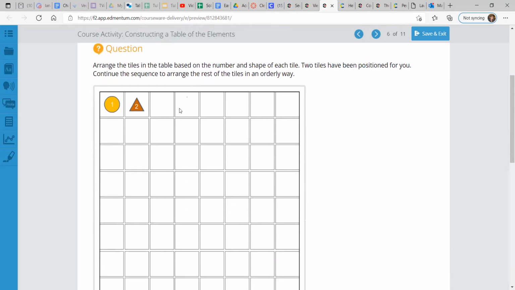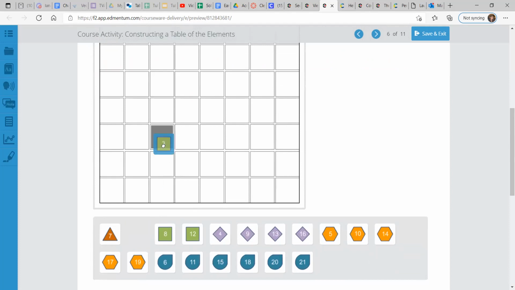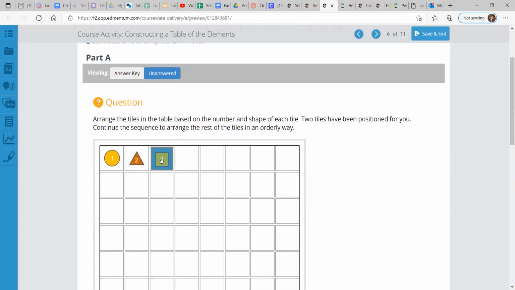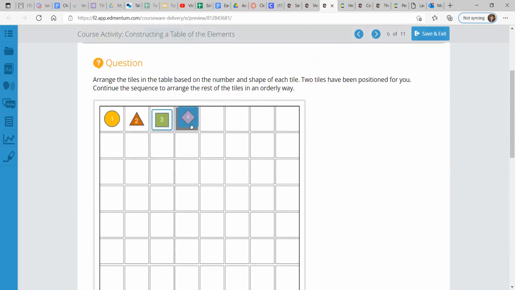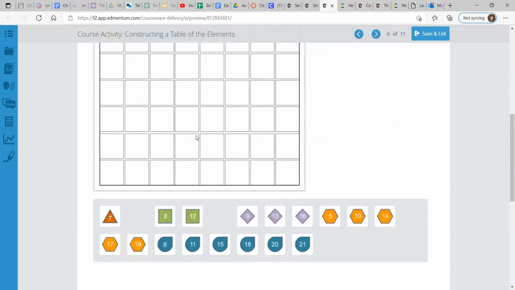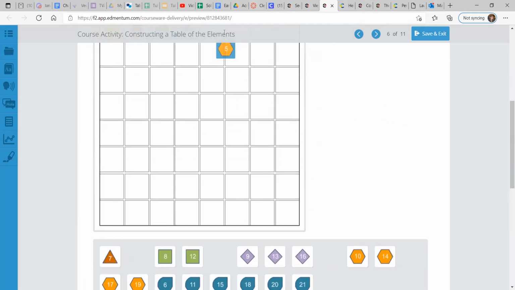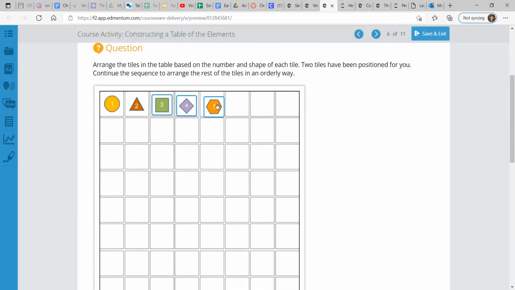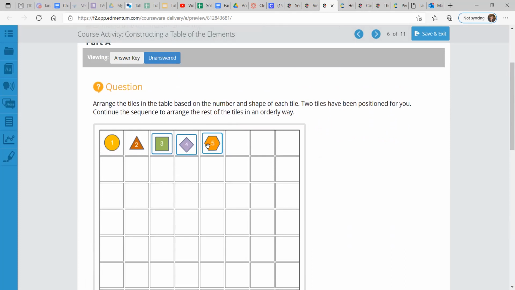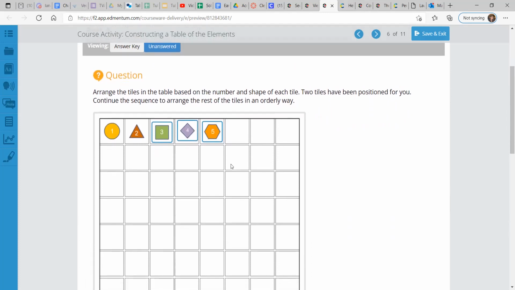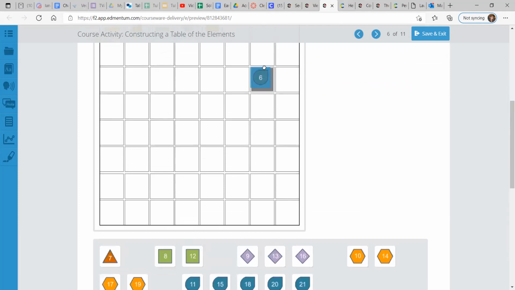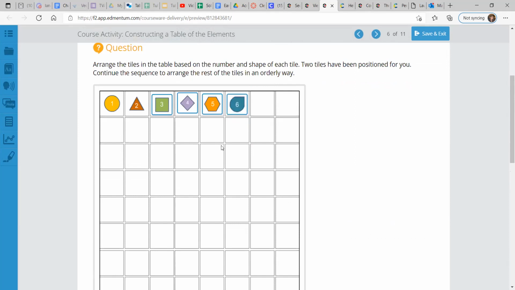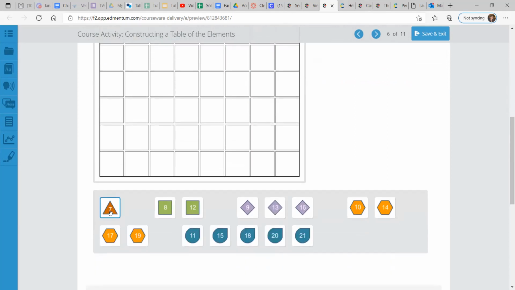1, 2, where's 3? 3, we got the square. So we got 1, 2, 3, 4. 4 is a diamond. 5 is a hexagon. Try to put it in there neatly enough. There you go, 1, 2, 3, 4, 5. How about 6? Yes, 6 is this interesting shape here. And now 7. Okay, 7 is actually a shape we've already seen.